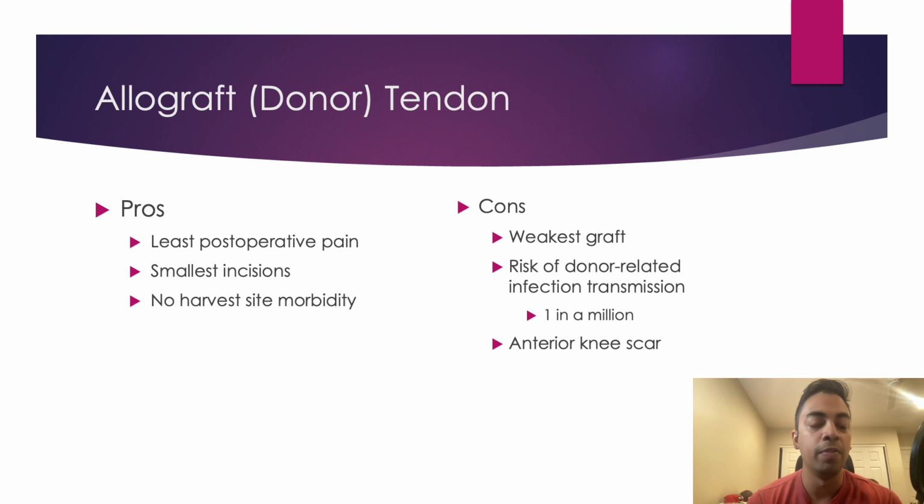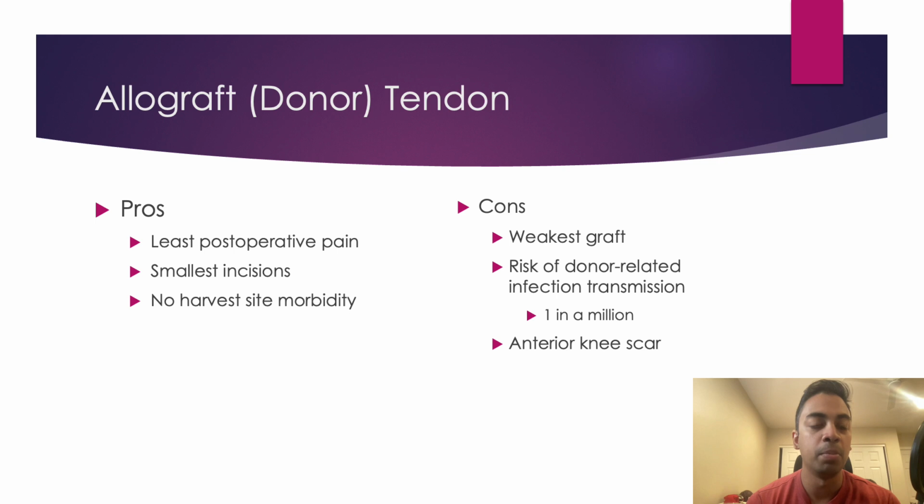The biggest con of the donor tendon is that it's the weakest graft option. It's still a very good option for a large majority of patients though. There is a small risk of donor-related infection. That's been reported to be literally 1 in a million. These grafts are sterilized and irradiated versus frozen, depending on the manufacturer. So while there is a risk of donor-related infection, this risk is very, very low. I've never seen it in my practice.